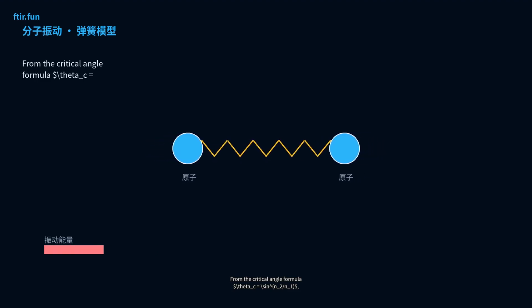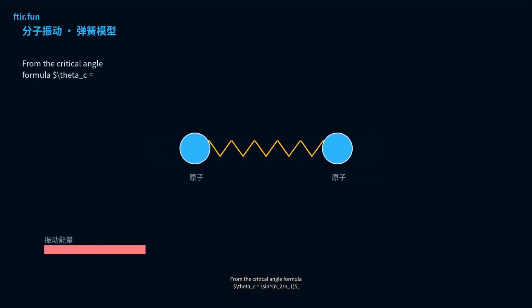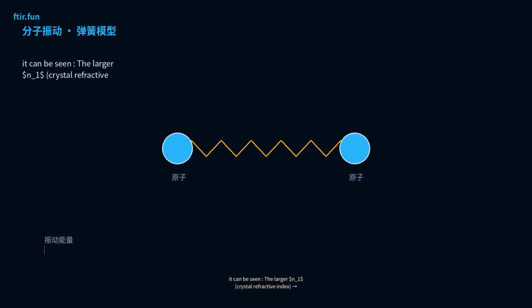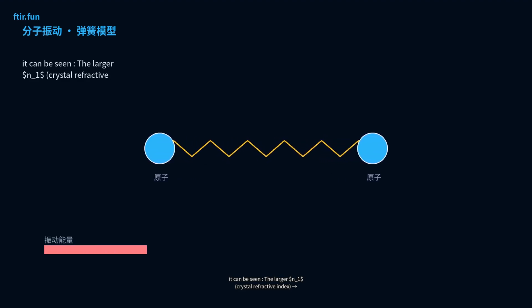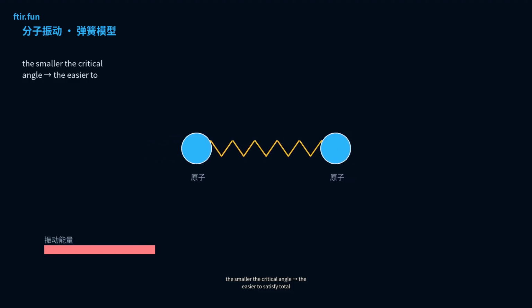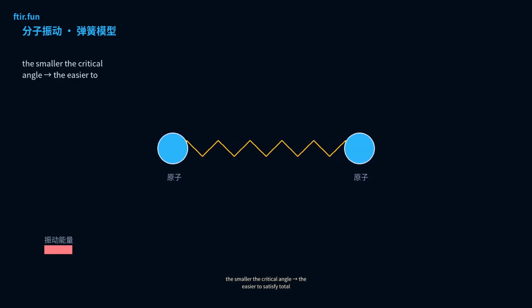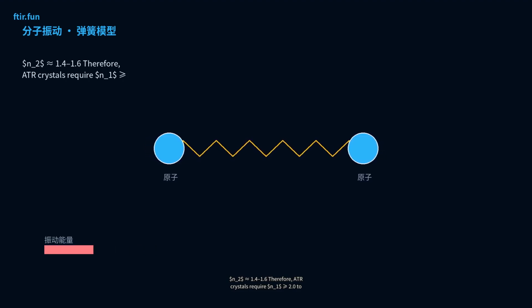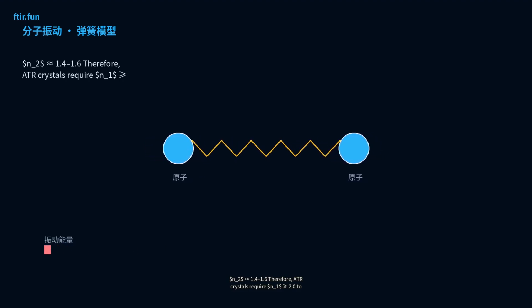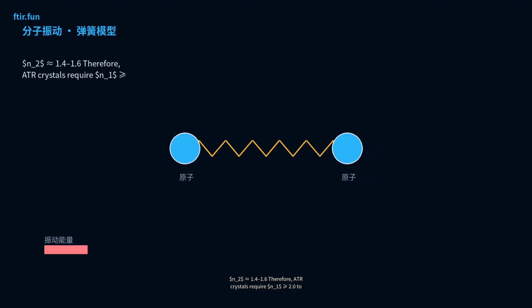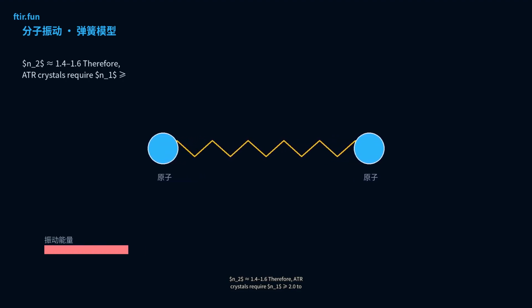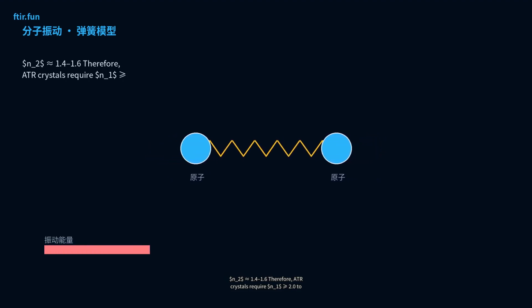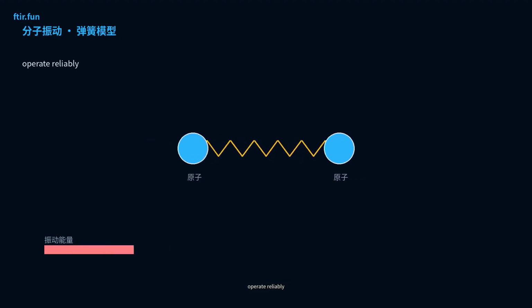From the critical angle formula, theta c equals sin inverse of n2 over n1, it can be seen the larger the crystal refractive index n1, the smaller the critical angle, and the easier to satisfy total internal reflection conditions. Most organic compounds have n2 approximately equal to 1.4-1.6. Therefore, ATR crystals require n1 greater than or equal to 2.0 to operate reliably.